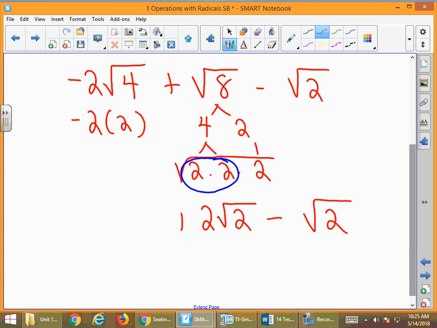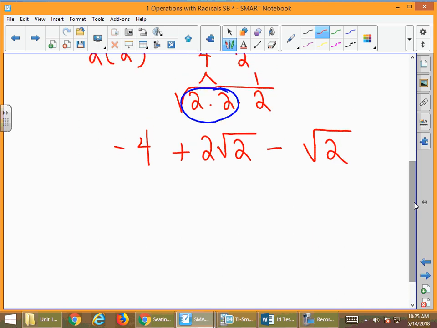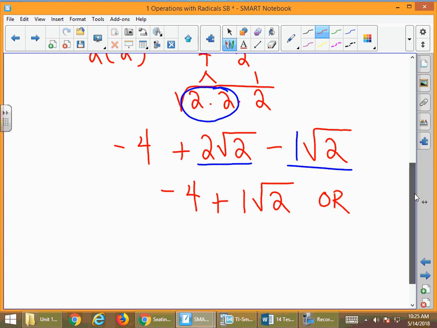But let's go back here to the left. Negative 2 times positive 2 is negative 4. We have one more thing to do. Hopefully you're reminding yourself that there's a 1 in front of there. Our like terms are here. Both of those terms have radicands of 2, square root of 2. You end up with negative 4 plus 1 square root of 2. 2 minus 1 is 1. And you do not have to write the 1.